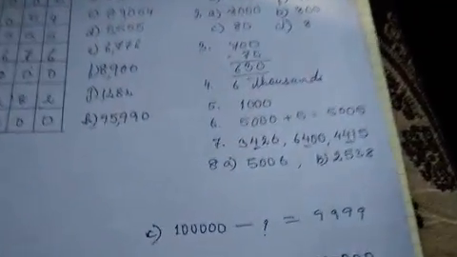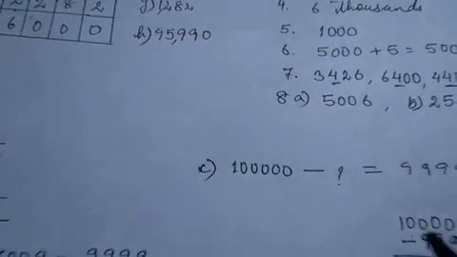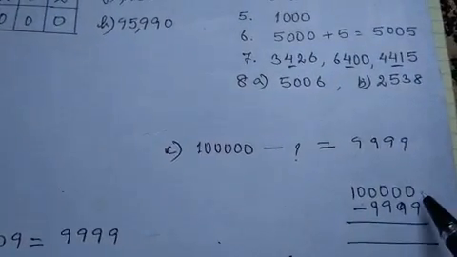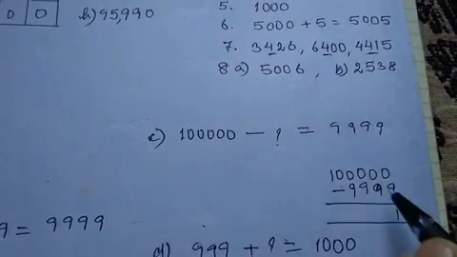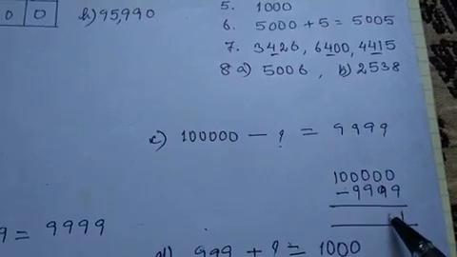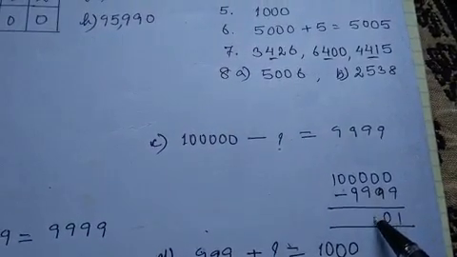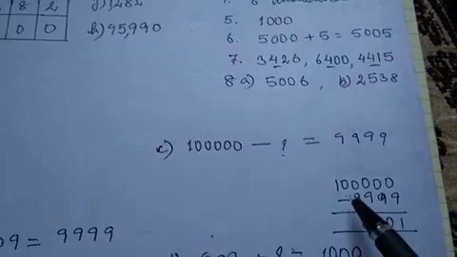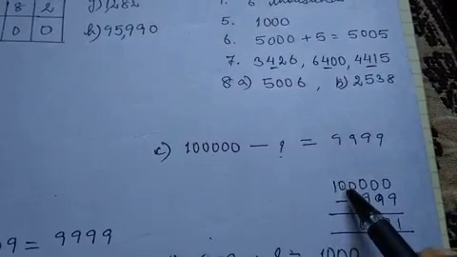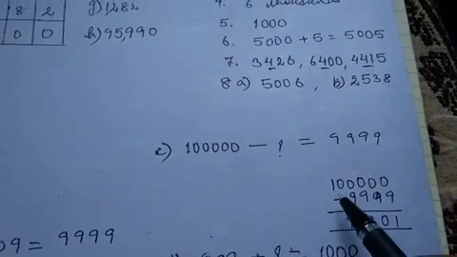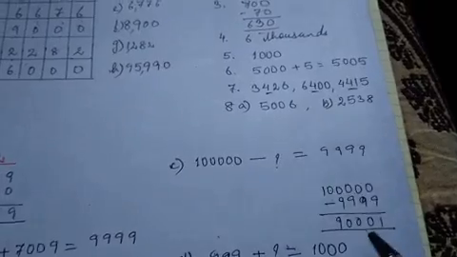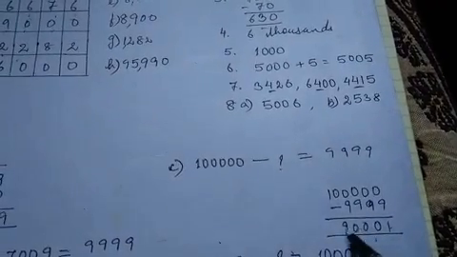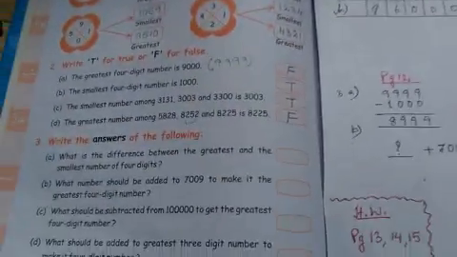So let us subtract here. This is carried over here, so 10 minus 9 is 1. This is already 9. 9 minus 9 is 0. 9 minus 9 is 0. 9 minus 9 is 0. This is 9 now, as this has given here. So this is 9, and this is already given, so our answer will be this one. This is ones, tens, 100, 1000, 10,000. So 90,001.